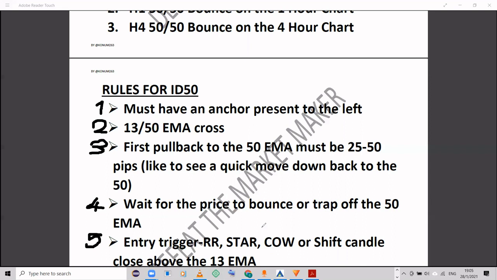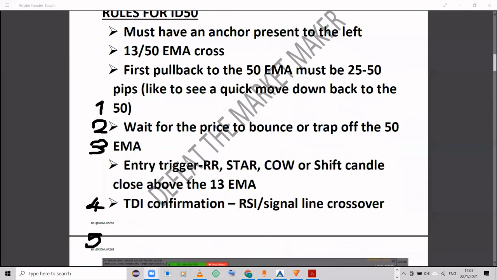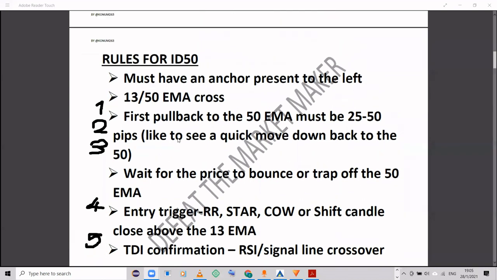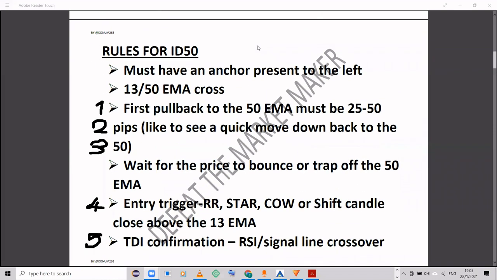If it's in the downtrend, they should close below the 13 EMA, or above the 13 EMA if we're in the uptrend. Let's move on, guys. This is really beautiful. I'm loving this lesson. The sixth one, that's the last one right there. Unfortunately, I cannot position the numbers well. The sixth one, the TDI confirmation. Really simple things. The RSI should cross with the signal line. Simple. Moving on.